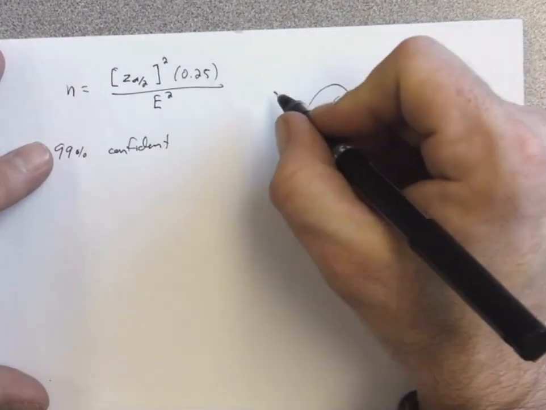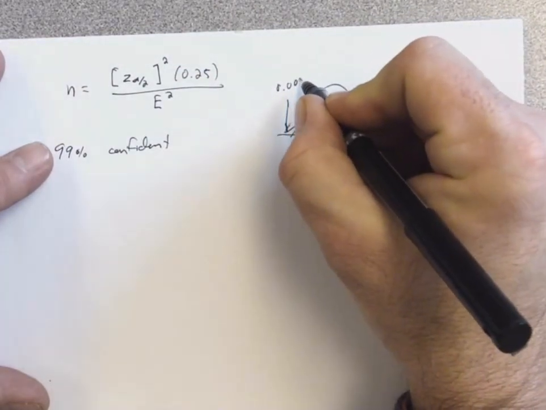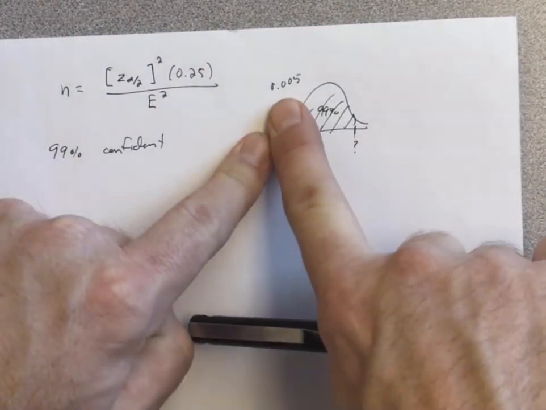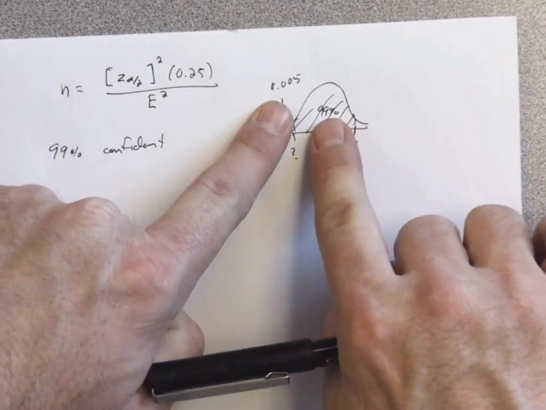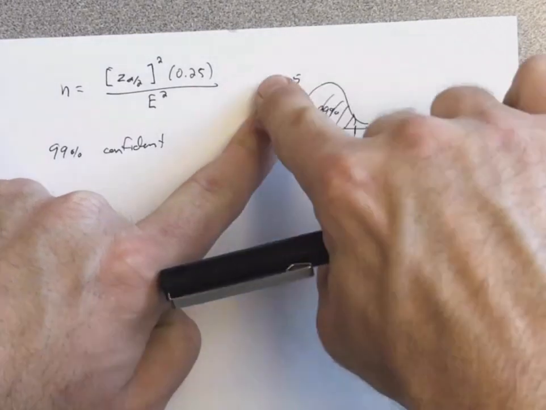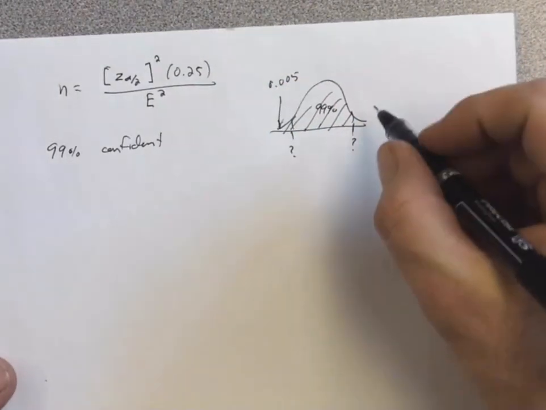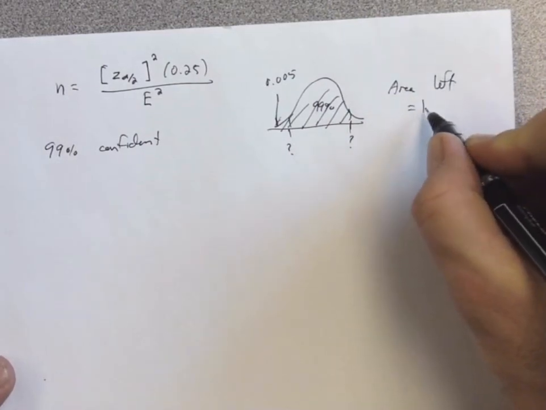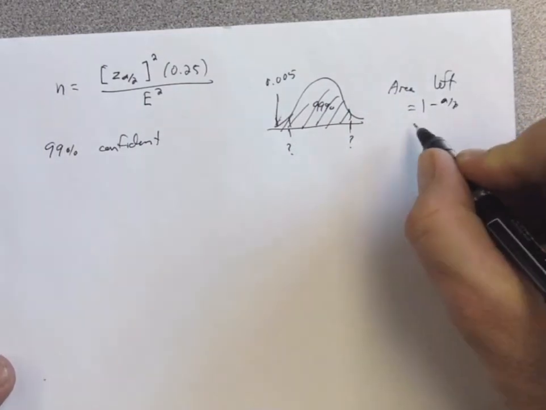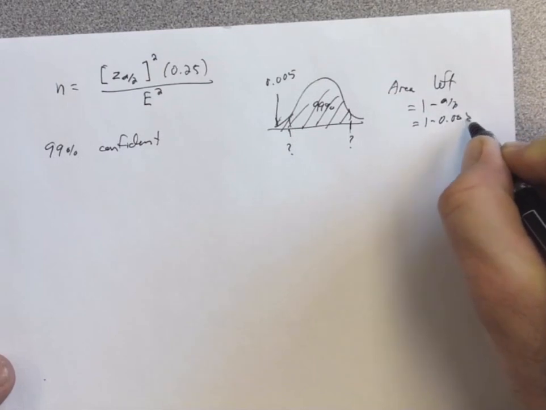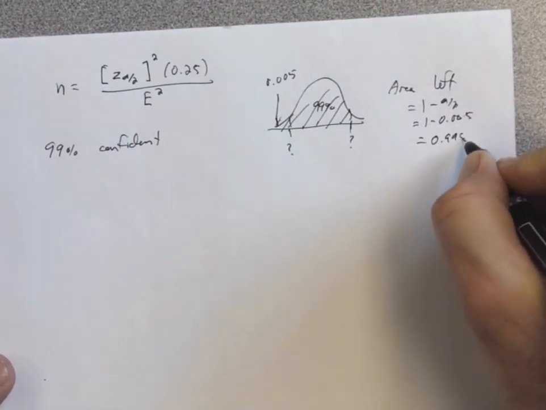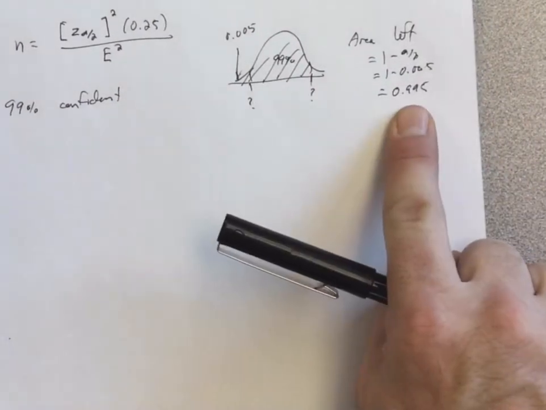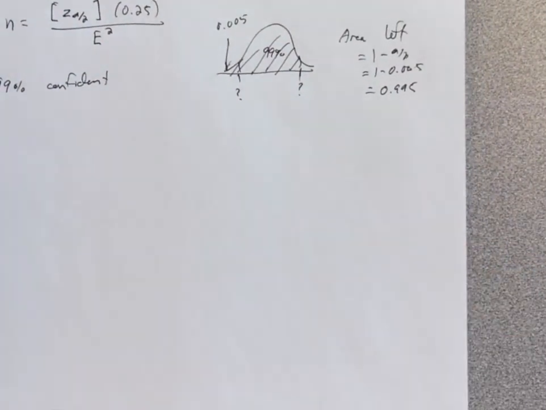0.995. Yeah, because this is 0.005, right? It's half of 1%. You guys agree this is 1%, so this is half of 1%. So the area to the left is going to be the addition of those. Or it's going to be 1 minus this number, which still gives you the area to the left, is equal to 1 minus alpha over 2, which is 1 minus 0.005, which is equal to 0.995.